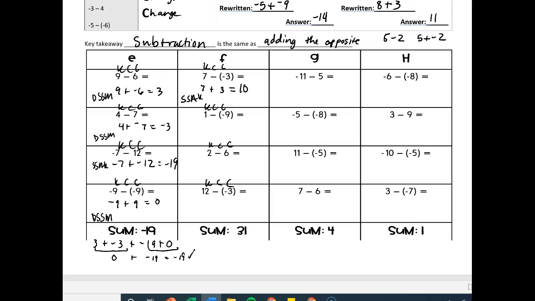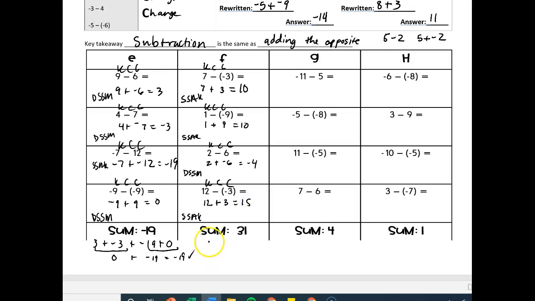All right, I'll do one more row with you here. 7 minus negative 3 becomes 7 plus positive 3, so that's 10. 1 minus negative 9 becomes 1 plus positive 9. The opposite of negative 9 is positive 9, so that's same signs, add, keep. So that is 10. 2 minus 6, keep the 2, change the minus sign to a plus sign, change the 6 to a negative 6. That's a DSSM. That gets you negative 4. And then 12 minus negative 3: keep the 12, change the minus sign to a plus sign, change the 3 to a positive 3. That's the same signs, add, keep. And that gives you 15.